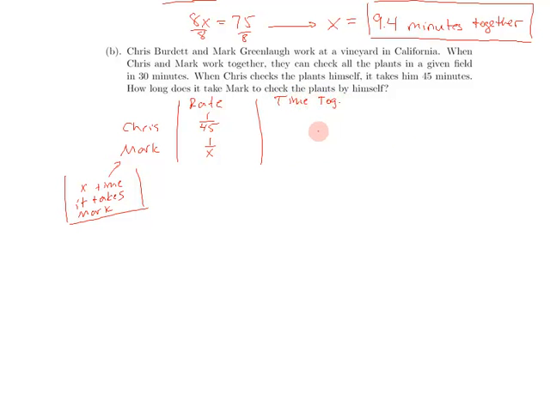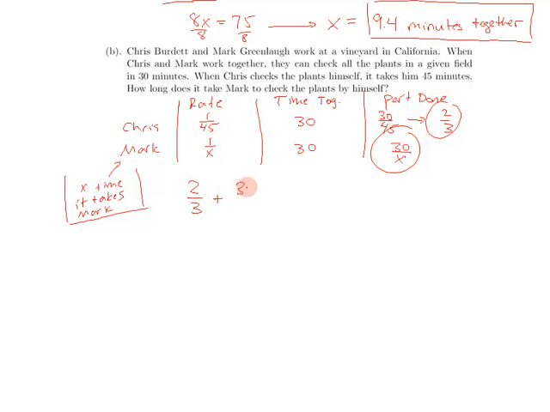Time together. Now we know this one. Time together is 30 minutes. And that's always going to be the same on both rows. And then the part done will be 1/45 times 30. So 30 over 45. Or I can reduce that. Actually, I can take 15 out of the top and bottom and get 2/3. The time together, 30 times 1 over x, is going to be 30 over x. So we're going to add these together. 2/3 plus 30 over x is equal to 1 complete job.